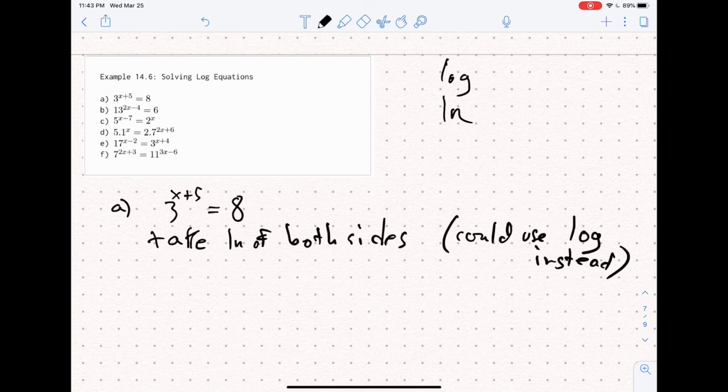Okay, what does this mean? It means that we take a natural log and put the entire left side in it. And that's going to be equal to natural log and put the right side in it.